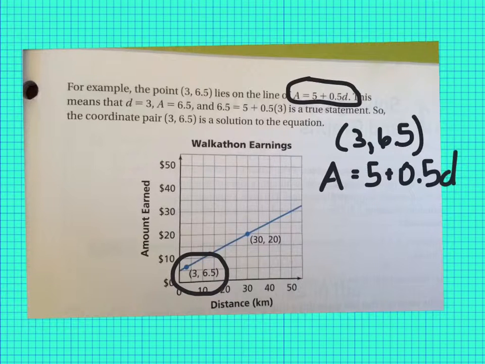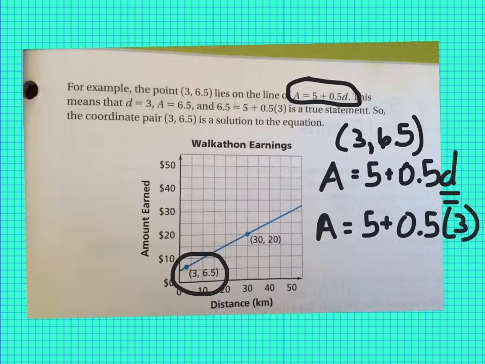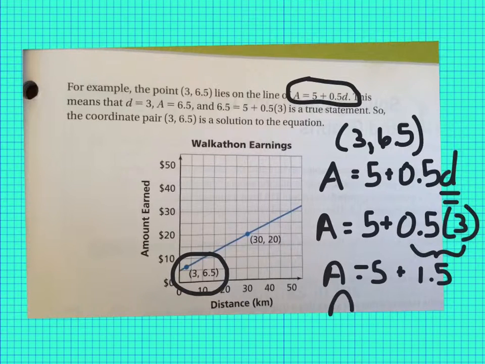What we can do is take 3, which represents the independent variable or the distance in kilometers, and substitute it for D. So we get A equals 5 plus half of our distance, 3, or our independent variable, which is 3. Half of 3 is 1.5 plus 5, which does actually equal 6.5. So (3, 6.5) is a solution to the equation, which means it's a point on our line.